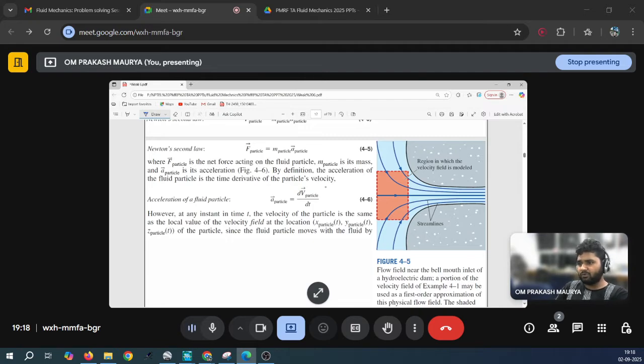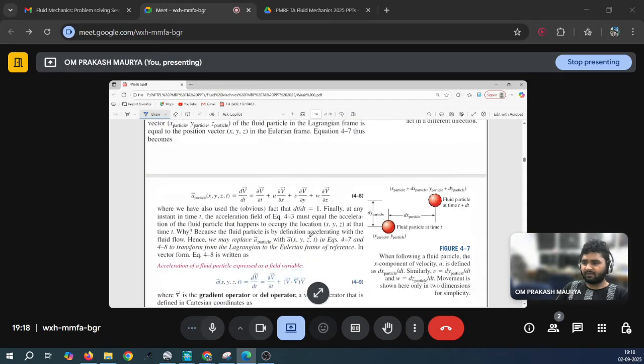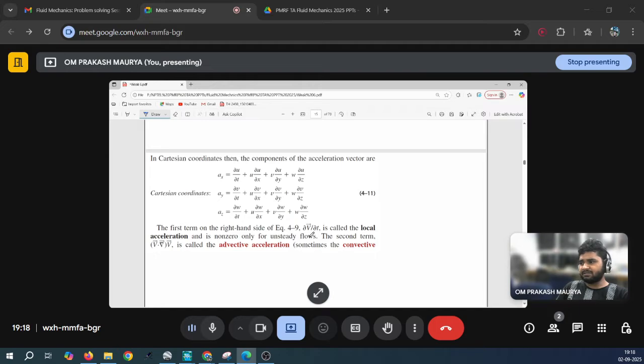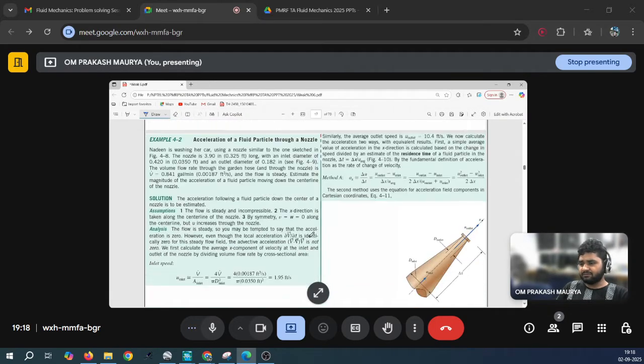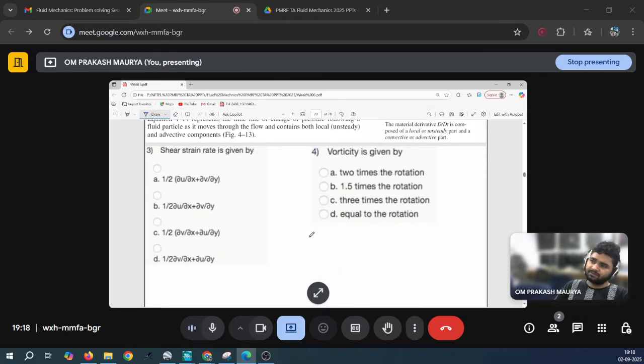The acceleration of the fluid particle is the change in velocity with respect to time, and the derivation is also here. All these things were discussed very well, so here we are going to focus only on the question answers. The next question, question number 3, is: the shear strain rate is given by... the question is asking about shear strain rate.